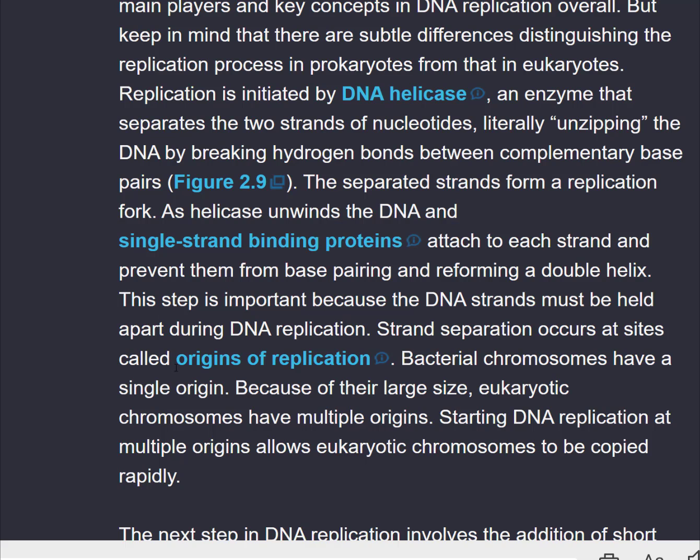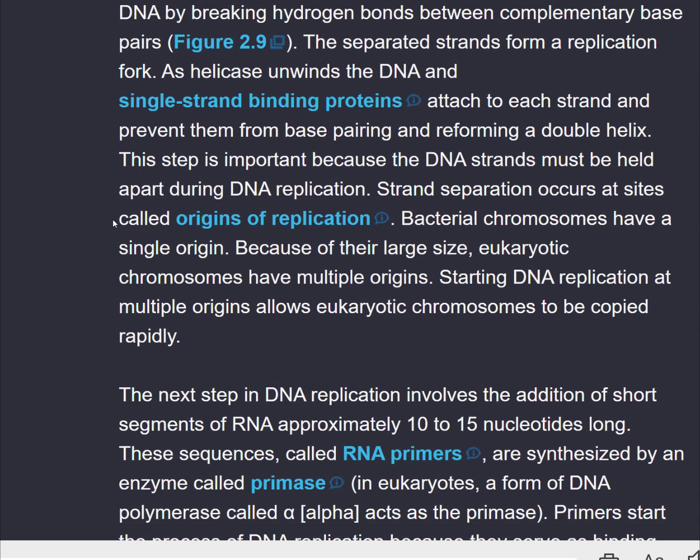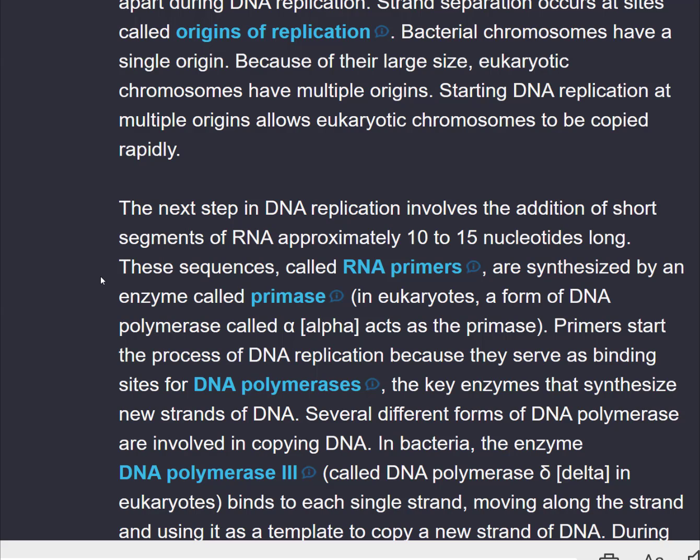Origins of replication: specific locations in a DNA molecule where DNA replication begins. RNA primers: an RNA primer is a short single-strand RNA sequence that binds DNA and is used to start DNA replication by DNA polymerase.